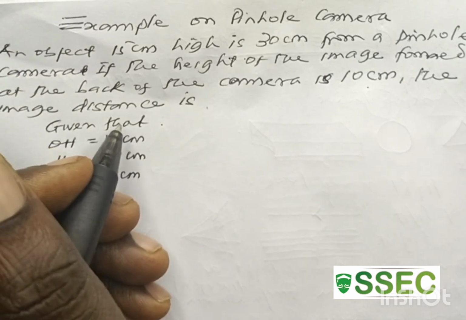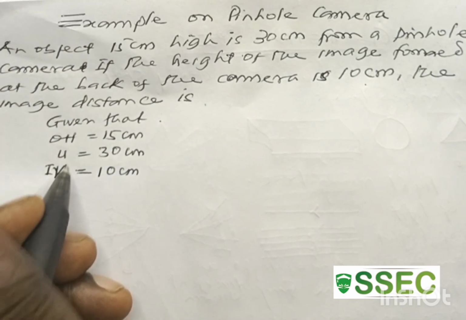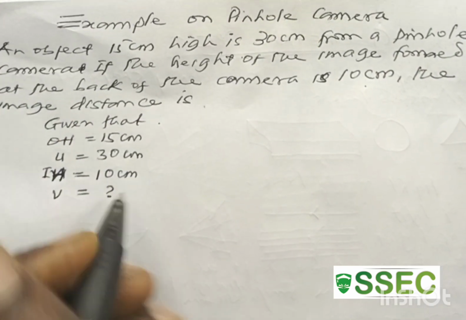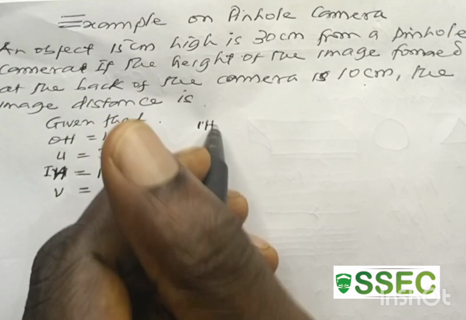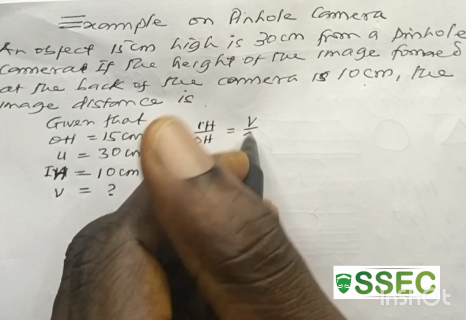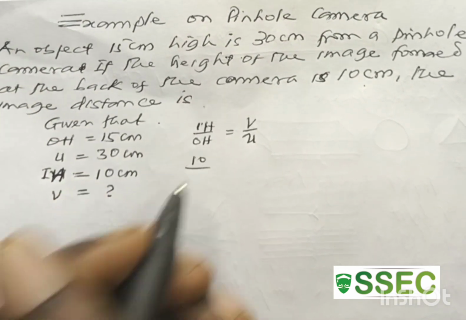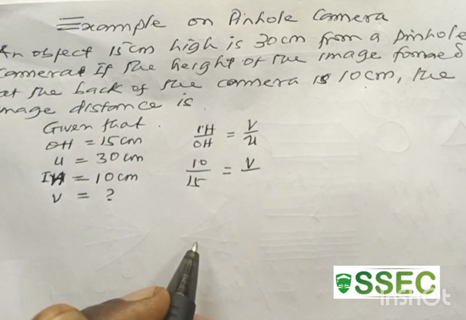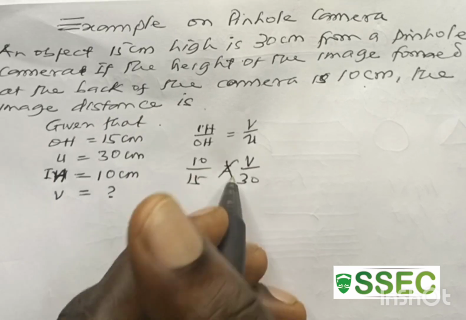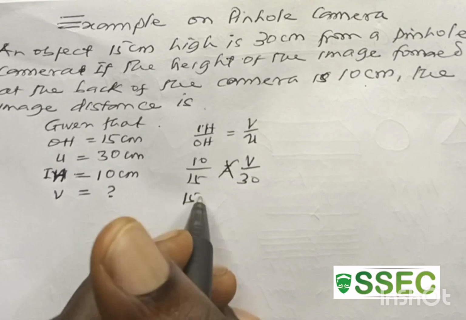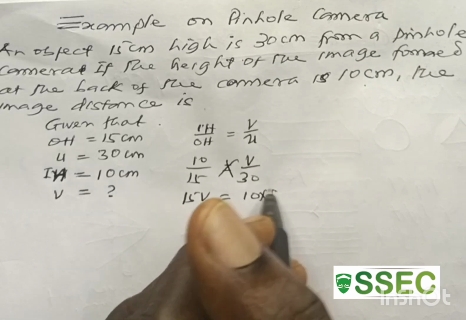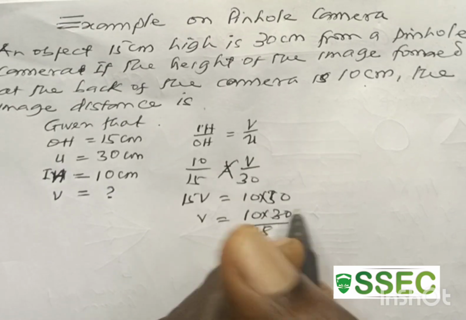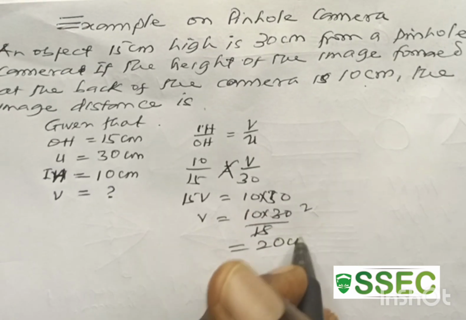The image height, they gave us image height. So the image distance is, we are looking for V. So as usual, we use our formula, image height over object height equals image distance over object distance. Our image height is 10, object height is 15. V, we are looking for it, image distance. Object distance is 30, cross multiply. You have 15 V equals 10 times 30. So you have your V equals 10 times 30 over 15. This gives us 20 centimeters.